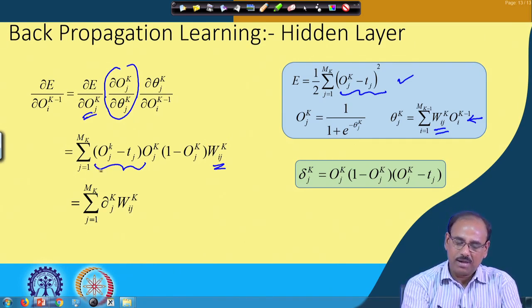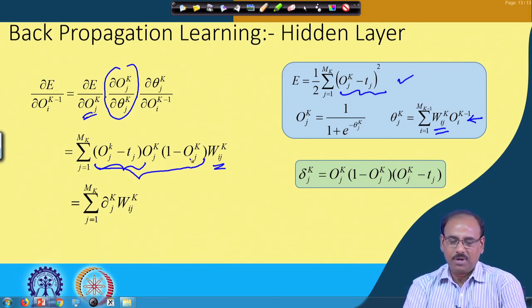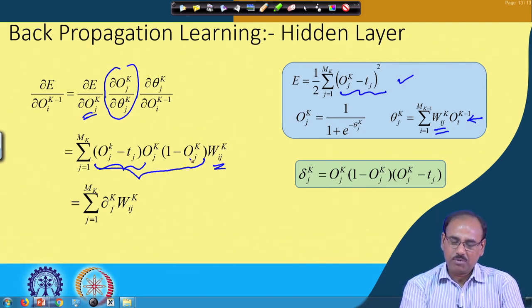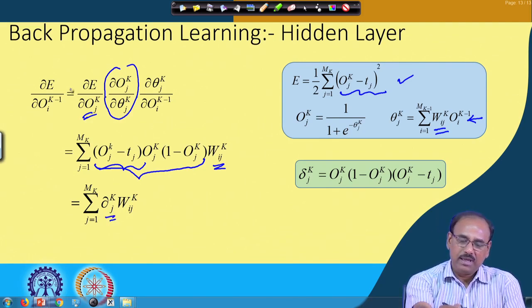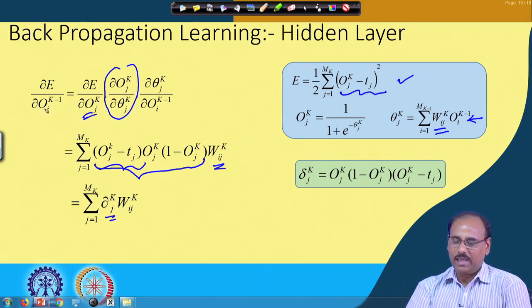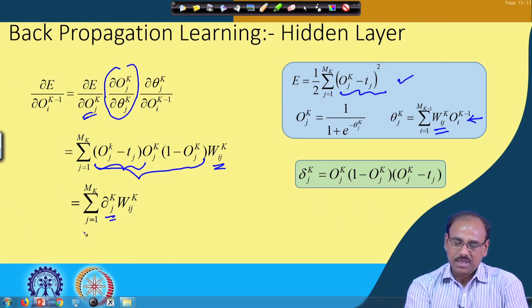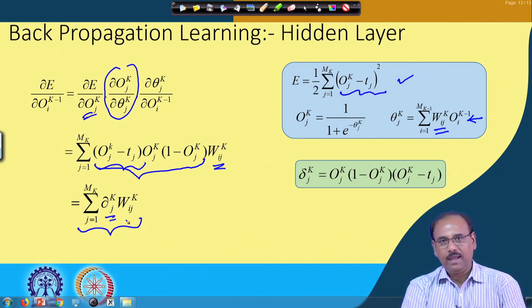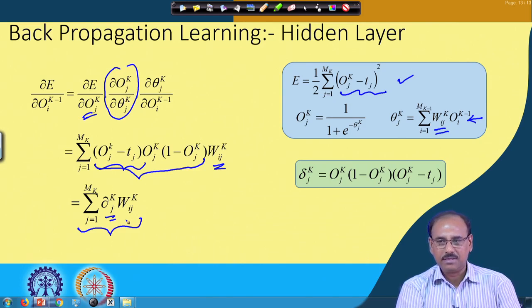Now you can try to recollect, earlier we had written this term (O_j^k - T_j) into O_j^k into (1 - O_j^k) as delta_j^k. So, that I put over here. That simply tells me that del E / del O_i^(k-1) simply becomes the sum of delta_j^k W_ij^k, where you take the summation over j = 1 to M_k, that is the total number of neurons that you have at the output layer.